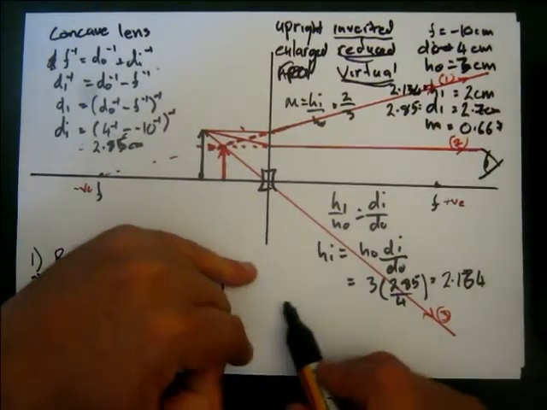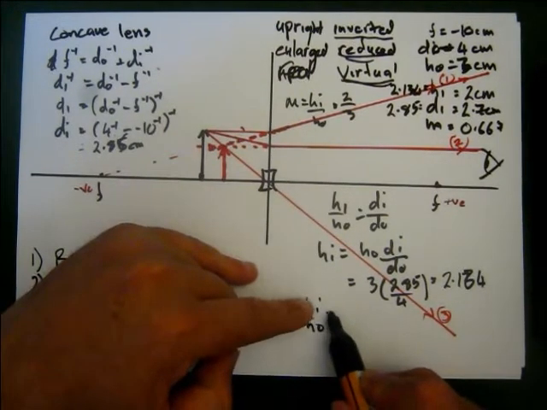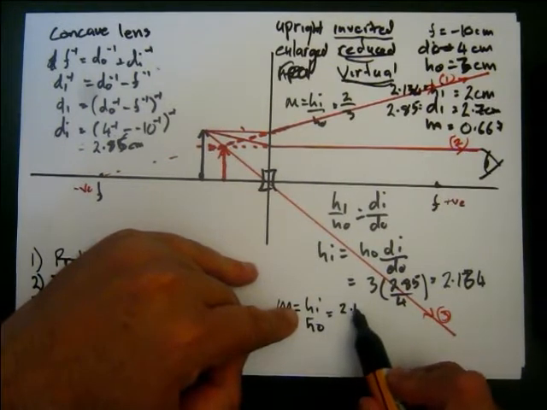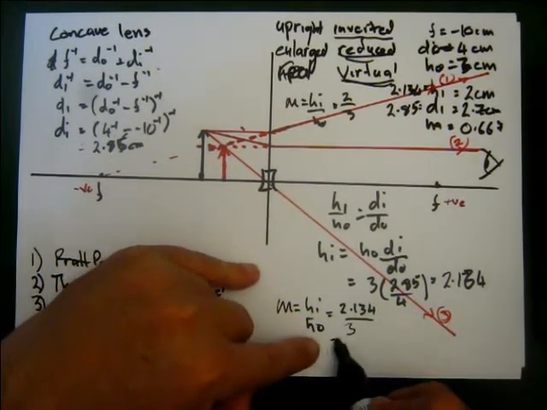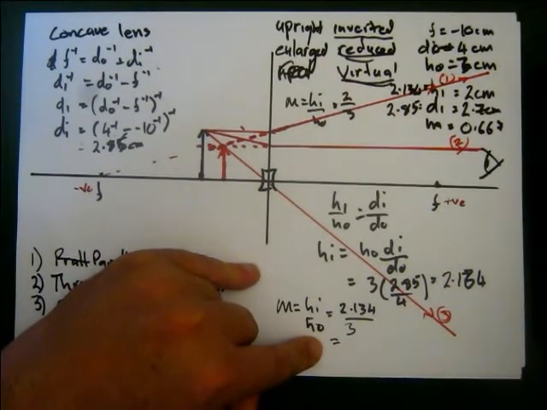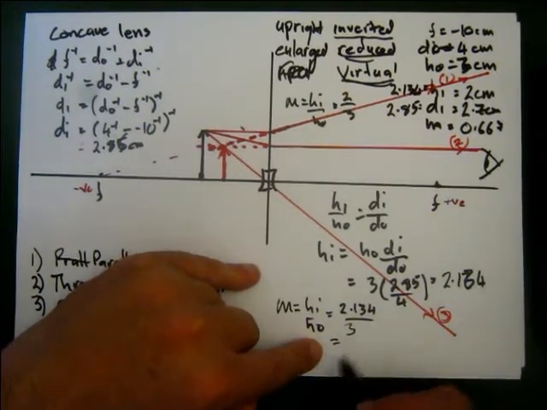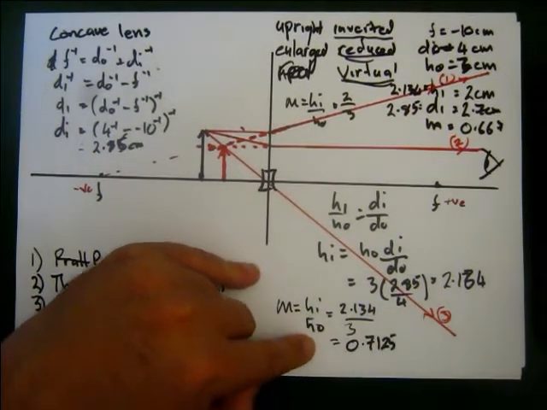And what's the magnification? M is HI over HO, which is equal to 2.134 over the height of the object, which is 3, divided by 3 equals 0.7125. So about 0.7.